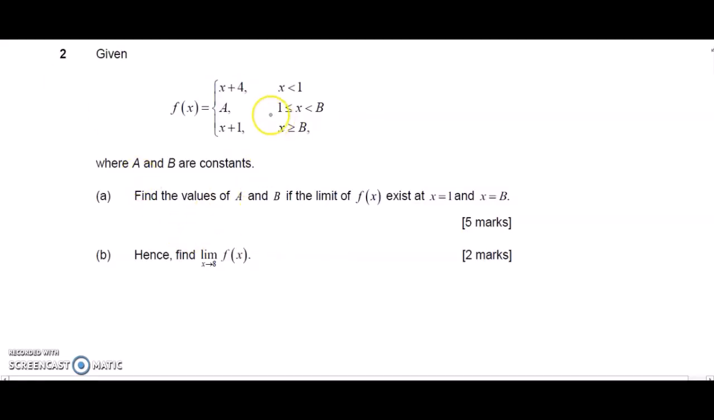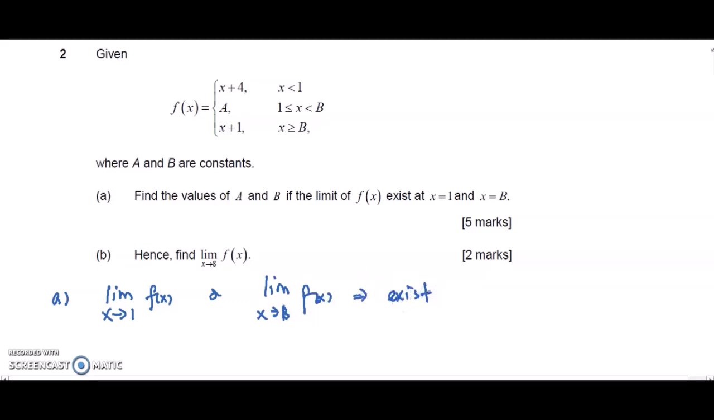For question 2, we are given a piecewise function where a and b are constants. Find the value of a and b if the limit of f(x) exists at x equals 1 and x equals b. So this question says that the limit when x approaches 1 of f(x) and the limit when x approaches b of f(x) both exist.